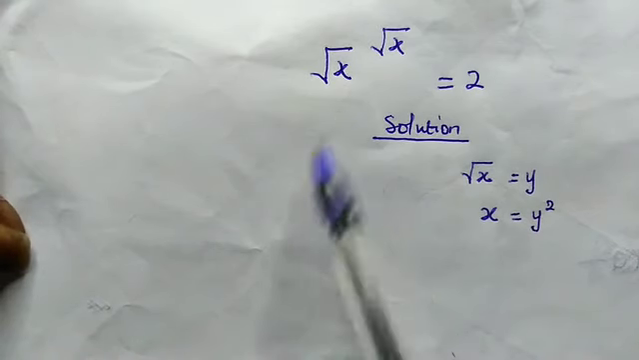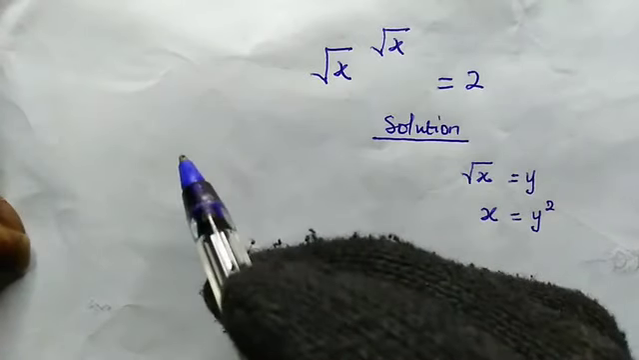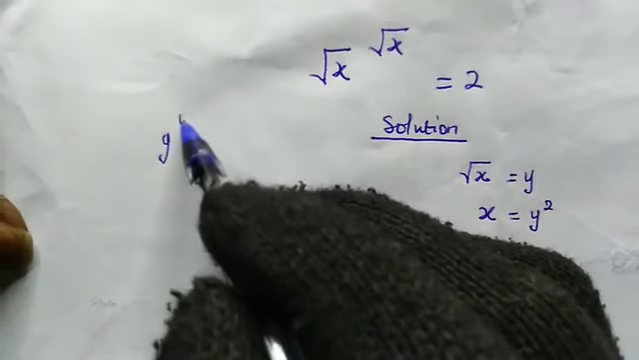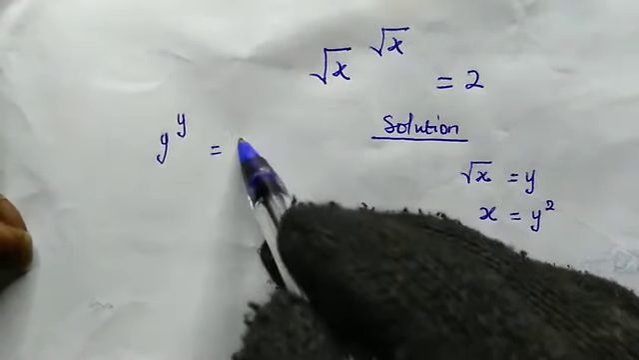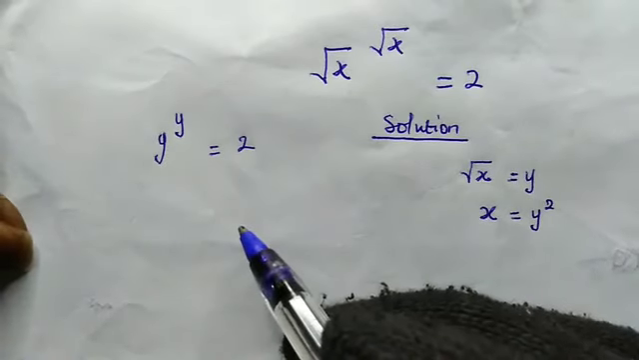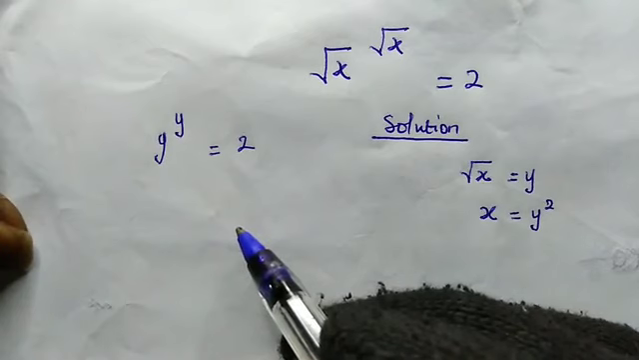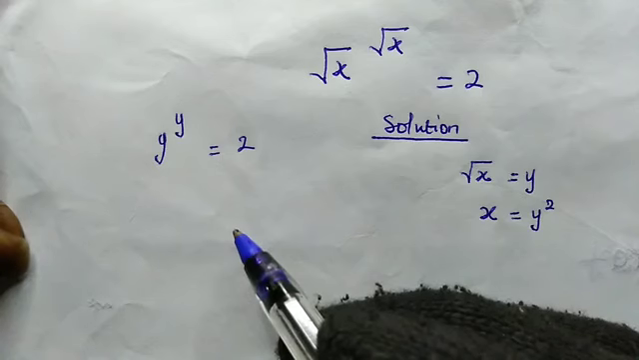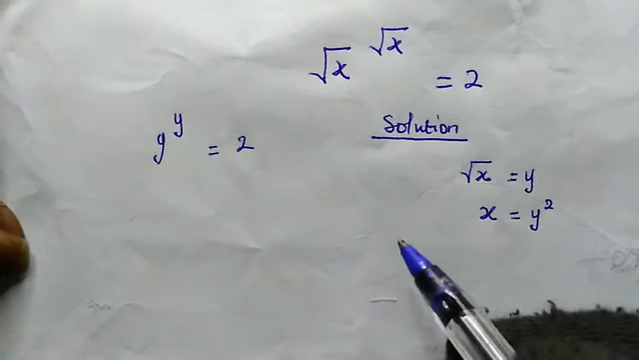Now for the equation, we transform that equation from root x raised to the power of root x to y raised to the power of y, and this is equal to 2. Now, let us think about what to do. We all know this type of equation, we can solve it in different ways. But in this video, I'm going to make use of the Lambert W function, right? Our target is to obtain something like this.